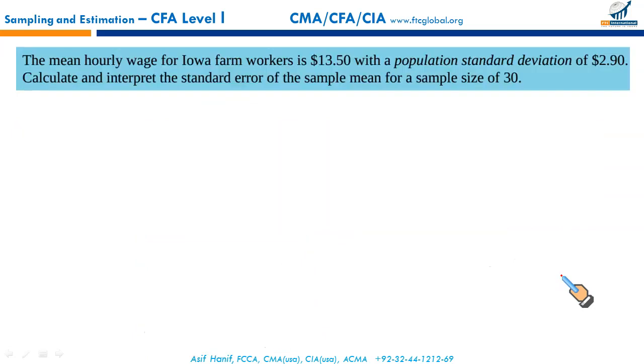Okay, one more question. As I said, questions are what you need more to refine your understanding. The mean hourly wage for an Iowa farm worker is 13.5. With the population standard deviation 2.9, that is good. We have been given the population standard deviation, $2.9. Calculate and interpret the standard error of the sample mean for the sample size of 30. That's exactly what we need. We needed these two things.